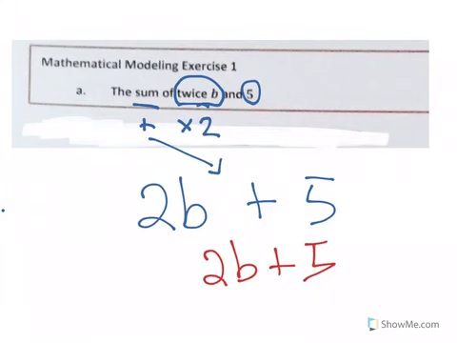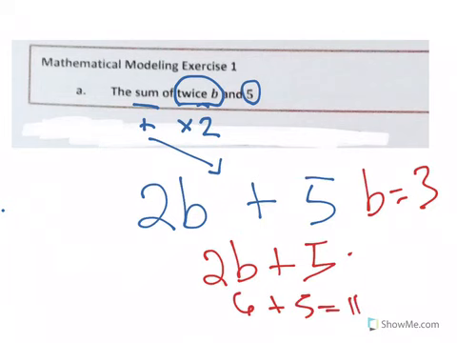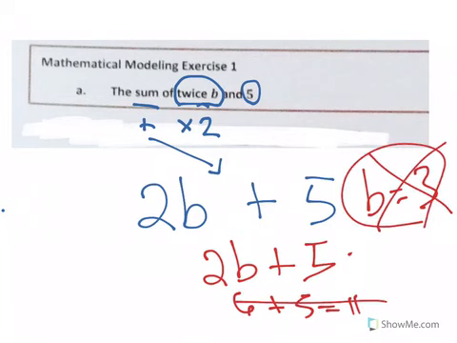So now we've written an expression. We haven't written an equation because we can't solve it. There's not an answer to this expression. If it said B was equal to 3, then we would know that B was 3. We could do 2 times 3, which would be 6, plus 5, and then we can solve it. But since we don't have information like that, all we can do is write an expression at this point.